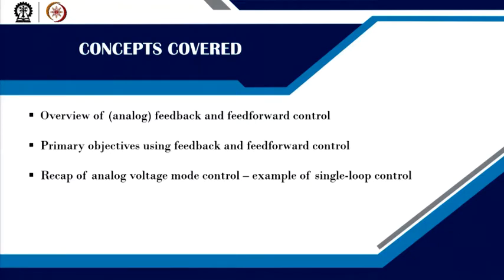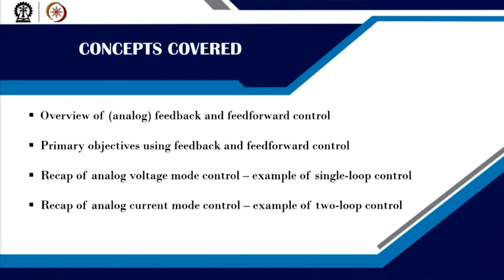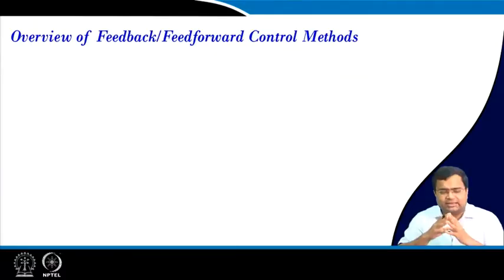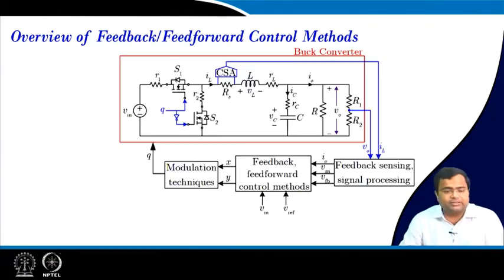Then we will also talk about analog voltage mode control, which is an example of single loop feedback control. Then we want to recap analog current mode control, which is a good example of two loop control, and then we want to recap input voltage and load current feed forward actions. So, in this lecture we want to have an overview of feedback and feed forward control methods.